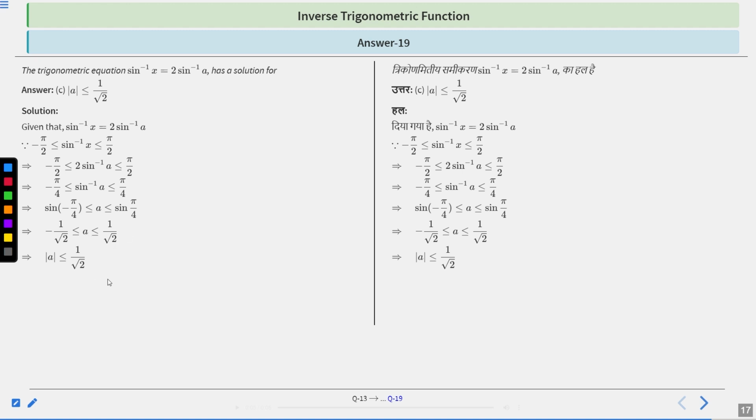So, mod a is smaller than or equal to 1 by root 2, right? Mod a is smaller than or equal to 1 by root 2 will be the right answer. Got it? Therefore, option C, mod a is smaller than or equal to 1 by root 2, will be the right choice. Got it?